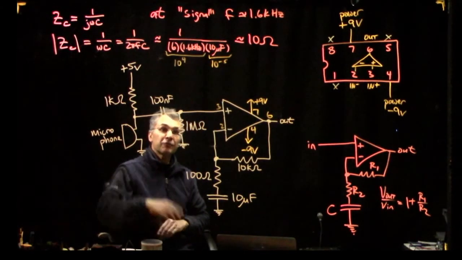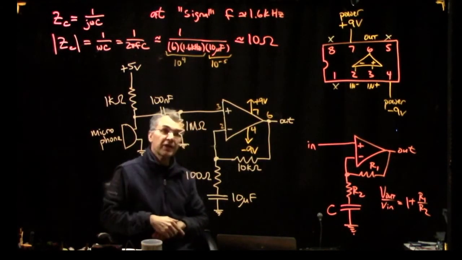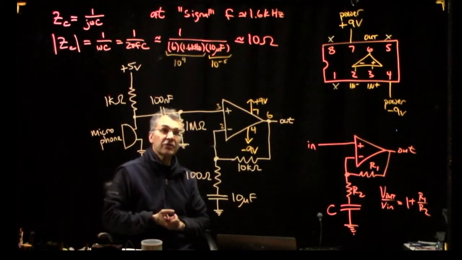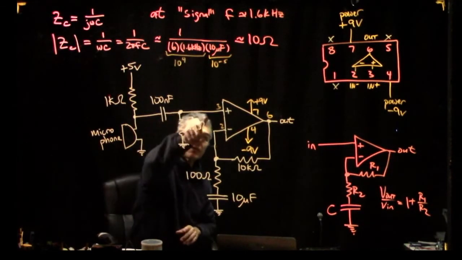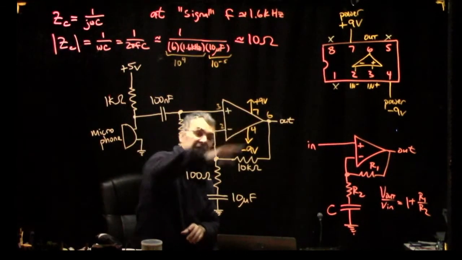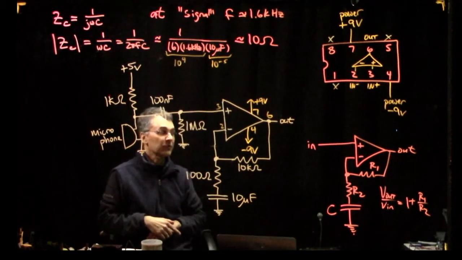And if there were no DC path to ground here, or if there were no DC path to a fixed voltage, then that current would just charge up and up and up this capacitor, and eventually this input would be big enough that the output would saturate. And I think we can see that. We'll try that in a minute.